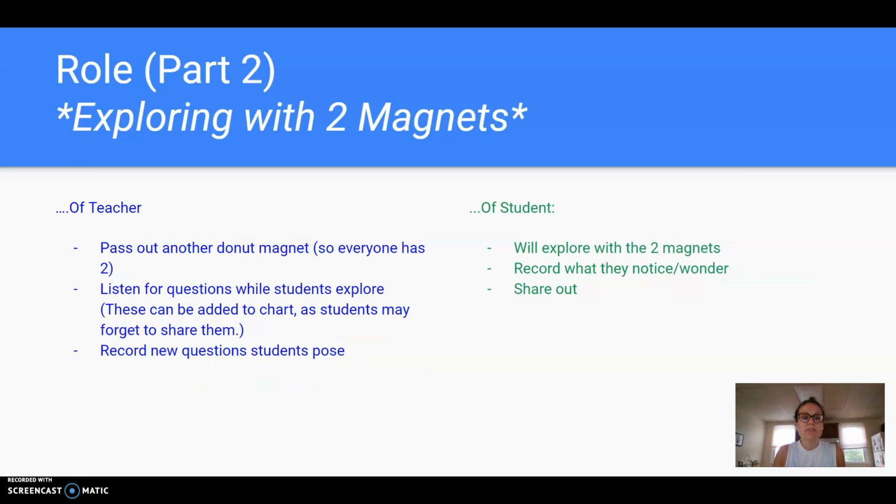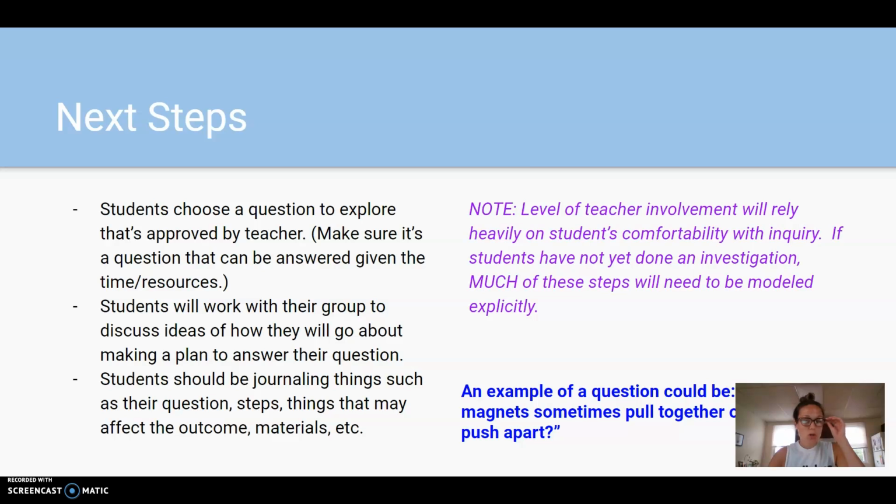The second part of that would be to pass out a second magnet to each kid, and their job now would be to explore what happens with these two magnets together. They could still use the other materials, but their main thing is to see the relationship between two magnets. Again, they're going to write down things they notice, things they wonder. They're going to share them out, and I'm going to be writing those on the board as well for everybody to see.